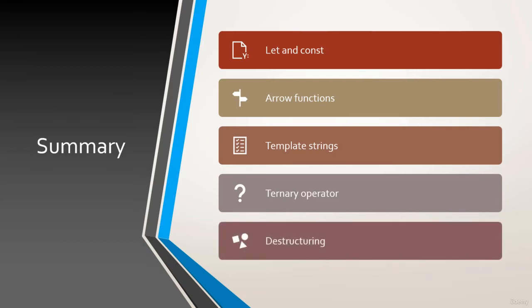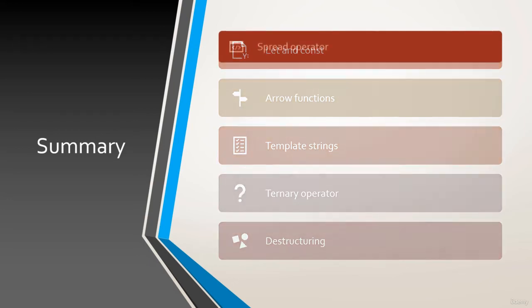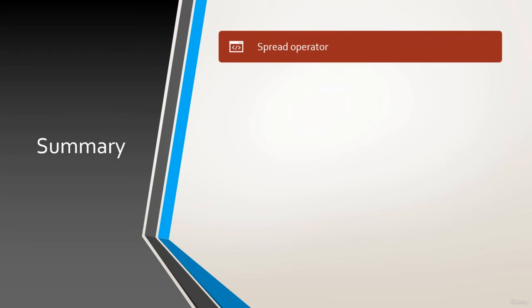With destructuring, we can extract values from objects and arrays in a simple way and assign them to variables. With the spread operator, we can extract the values of objects and arrays and use them in different manners, like for concatenating arrays, cloning objects, and so on.